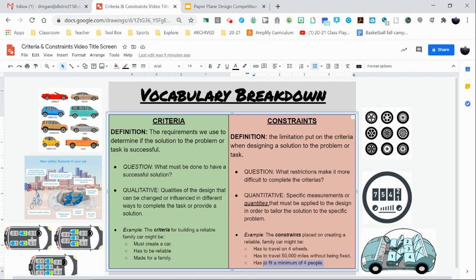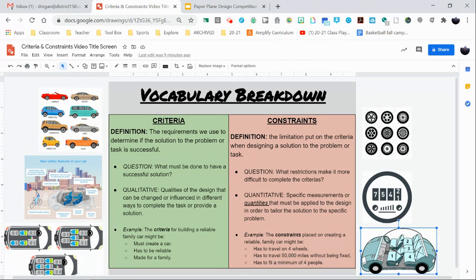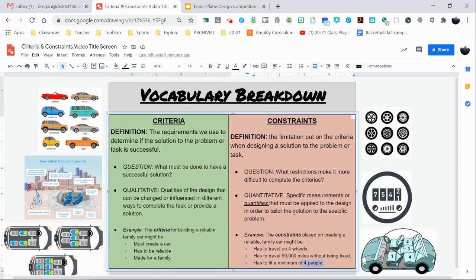Last but not least, needs to fit a minimum of 4 people. Again, so we have to have a car, minimum of 4. You could have 5, you could have 6. But again, there's that restriction, that quantitative data and information that is required. So we have our criteria, we have our constraints, and when we look at these two things together, scientists are able to then decide how to best create a solution for whatever problem or task they have at hand.